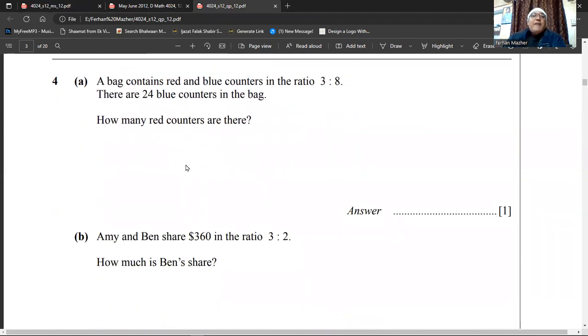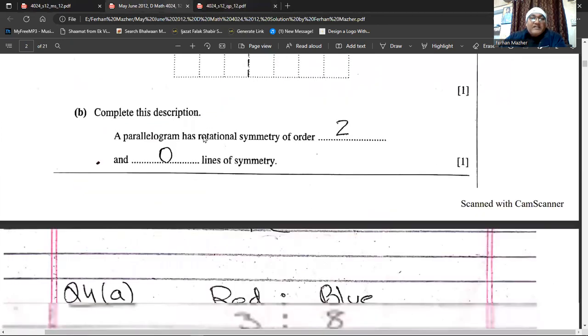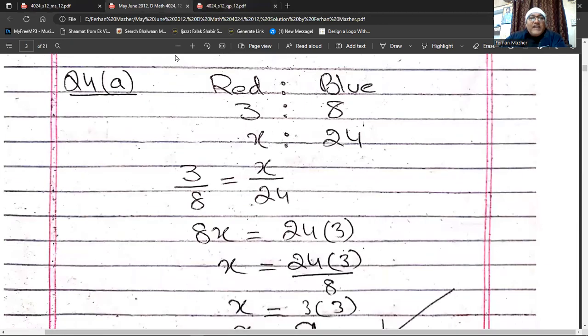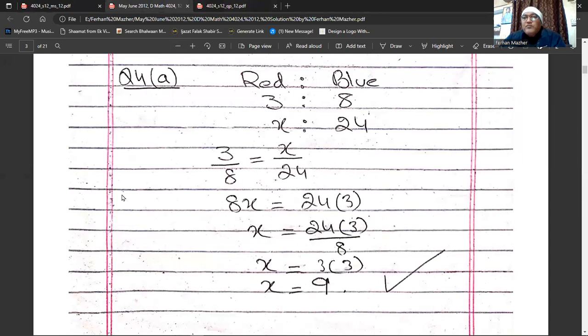Question number 4, A part. A bag contains red and blue counters in the ratio 3:8. There are 24 blue counters in the bag. How many red counters are there? So we have red to blue as 3:8. The blue are actually 24. So how many will be the red?